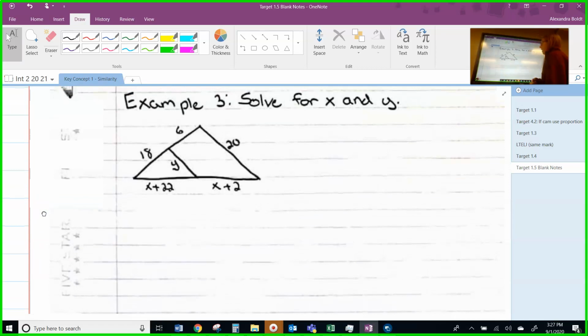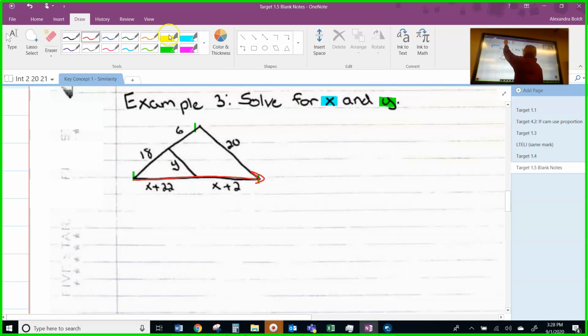So in example 3, we're solving for x and y. We'll start by solving for x. X is on these sides, and there's just numbers on the other side, so I should be able to use my newfound thing. What are we calling it? Triangle proportionality theorem. Sorry, couldn't remember the name.